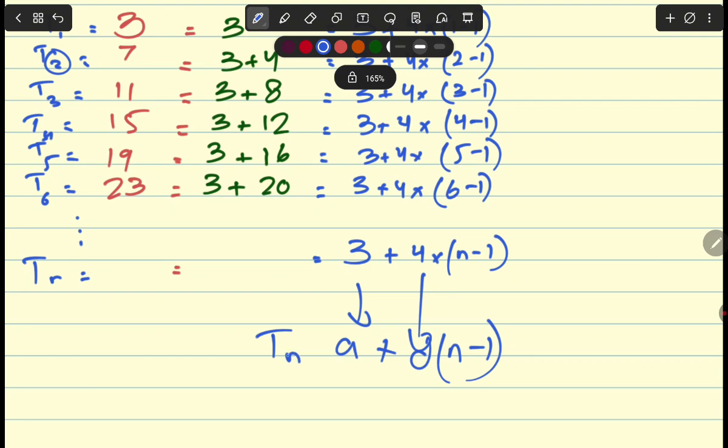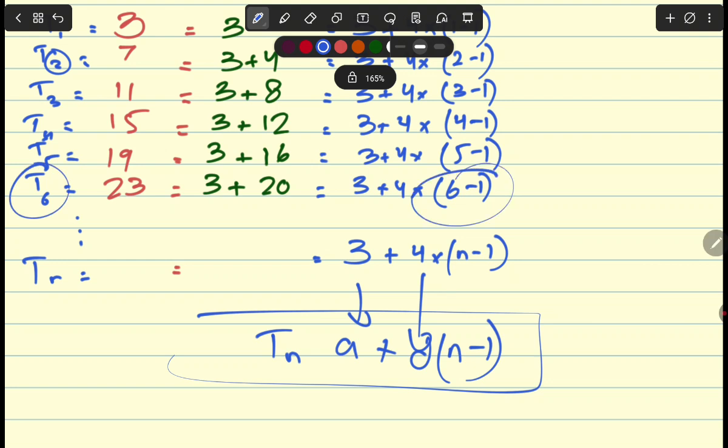This is true for any sequence that you come across. This is a pattern that you should have already noticed. You used to do the same pattern recognition in your O levels and GCSE as well. Now the coefficient of d is always 1 less than the term number, right? So if this is term 6, this is 5. If this is term 3, this is 2. This is the coefficient of d. So you didn't have to memorize it, we built it.